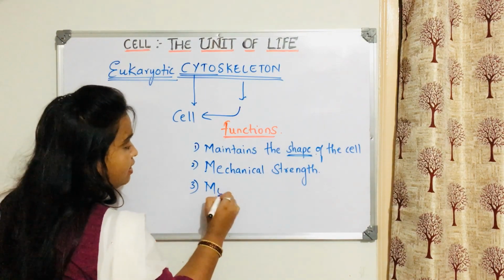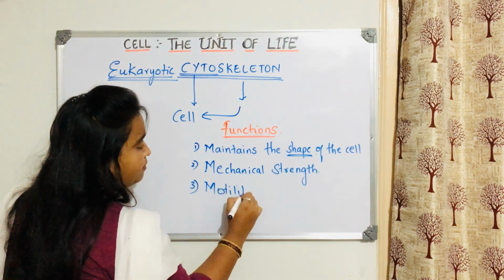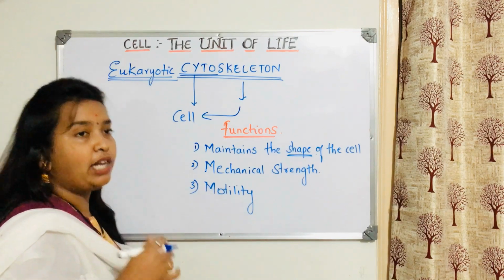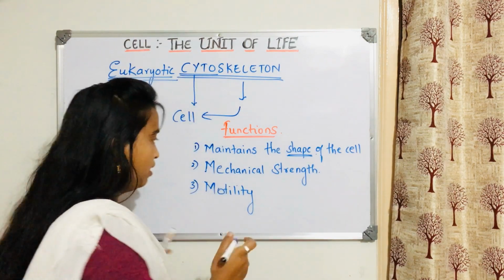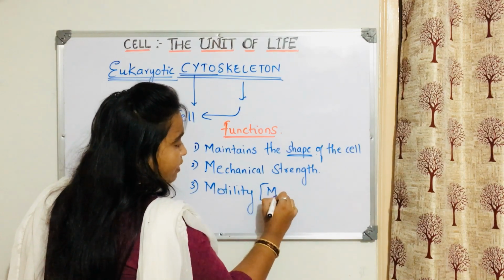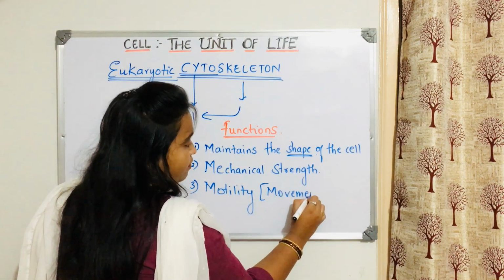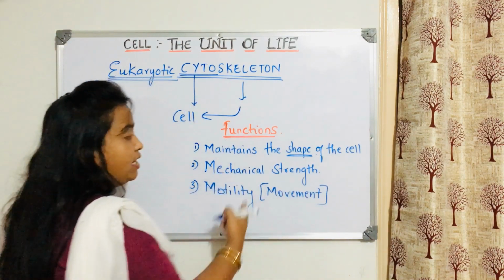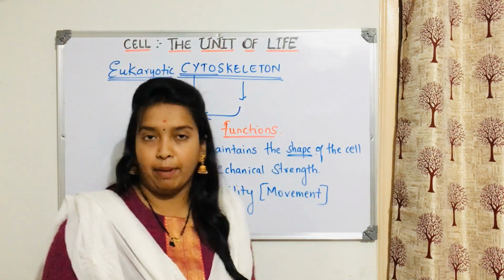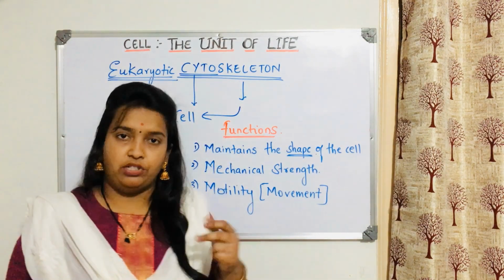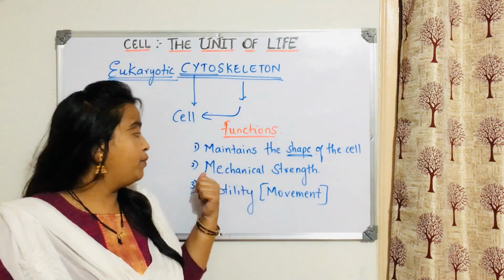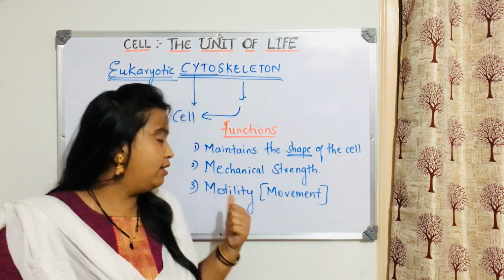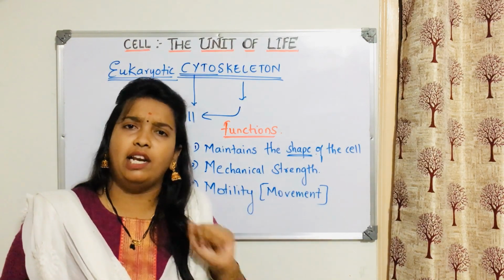Then the third one is motility. Motility means the ability to move from one place to another. It helps in movement. These 3 important functions you need to remember. First, it maintains the shape of the cell. It gives mechanical strength, and it helps in motility also.